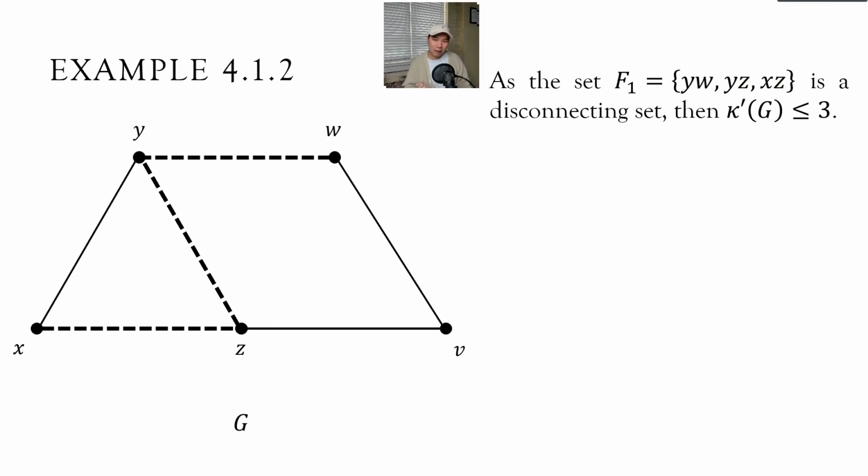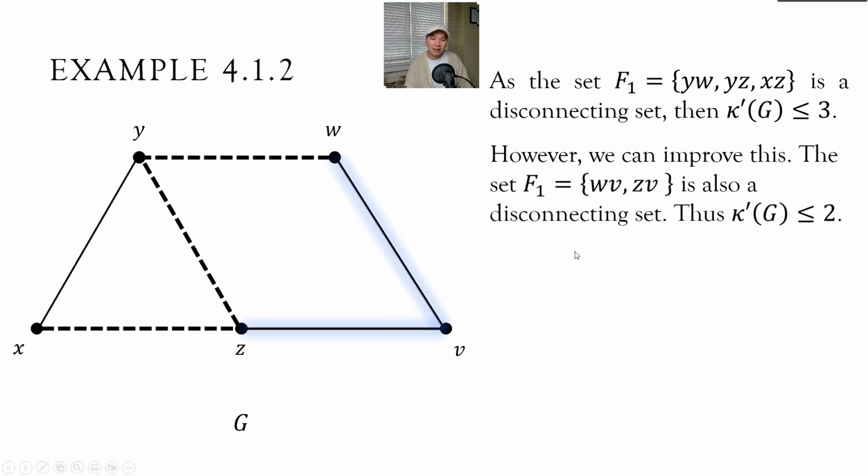There's a reason that I gave this particular set. Yeah, this does disconnect my graph after I delete these edges, but it's not the best possible option. I can improve this. For example, perhaps I want to go ahead and look at this set ZV and WV. And this is also a disconnecting set. If I deleted these highlighted edges, then I would still have 2 components in my resulting graph. So that does tell me I also have an upper bound of 2, which is better than an upper bound of 3. Alright, so I have an upper bound of 2.